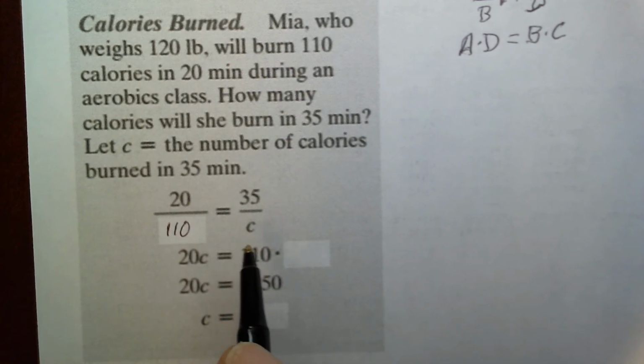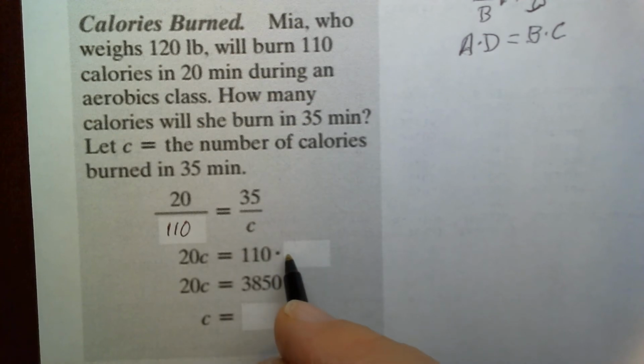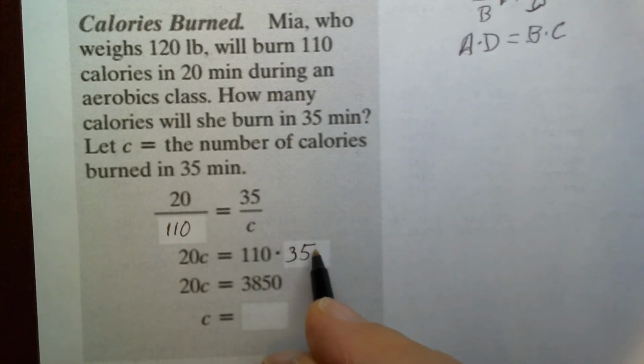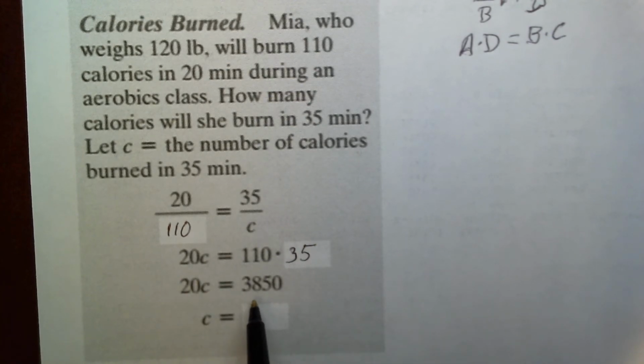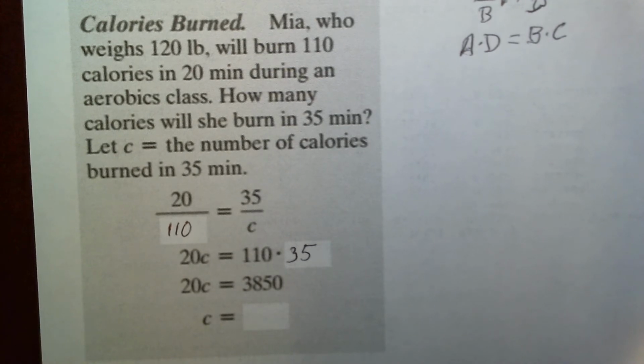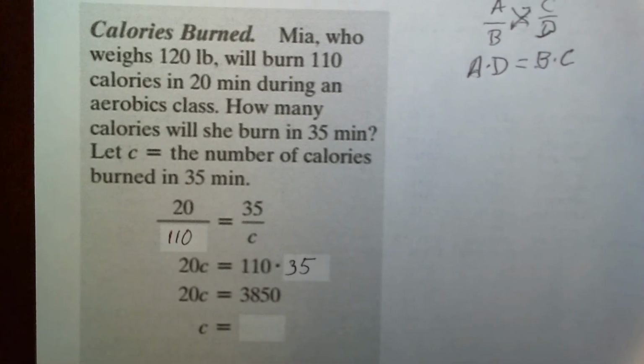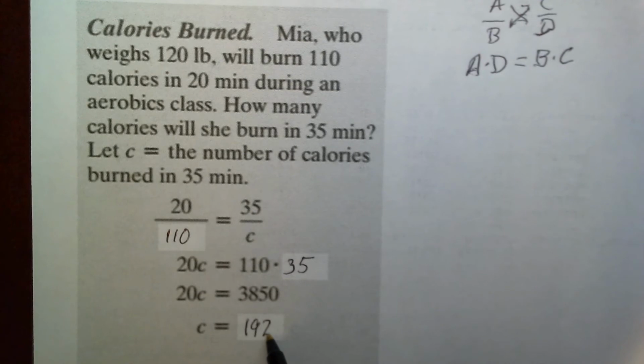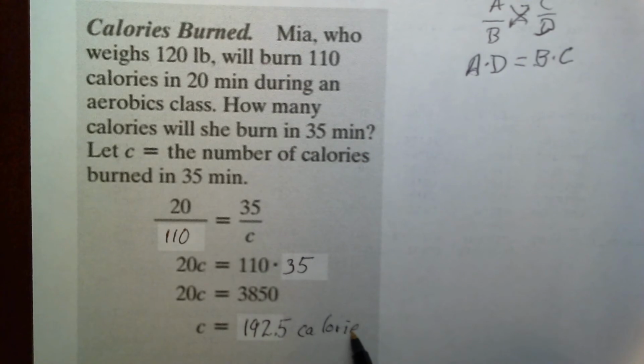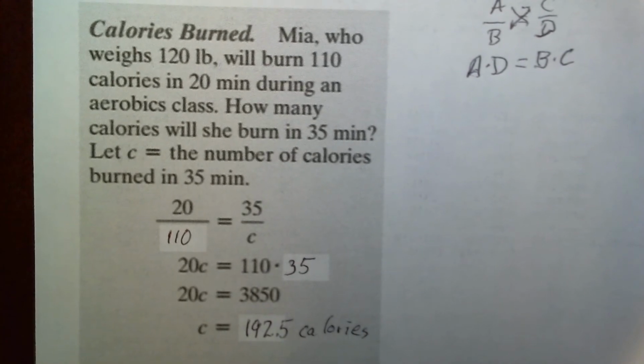So we cross multiply. 20 times C equals 110 times 35. So 20C equals 3,850, and then we divide 3,850 by 20. So then C would equal 192.5 calories in 35 minutes.